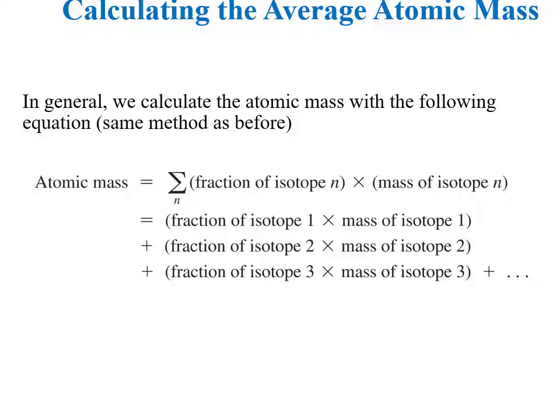In general, we can apply the same concept to calculating the average atomic mass. You see that you have a formula there which tells you that the atomic mass is going to be the sum of the fraction of each isotope, where the fraction is the percentage divided by 100 that we were looking at, multiplied by the mass of the isotope. And we have to do this for each and every isotope. So we're now going to look at some examples of how to calculate the average atomic mass of elements.